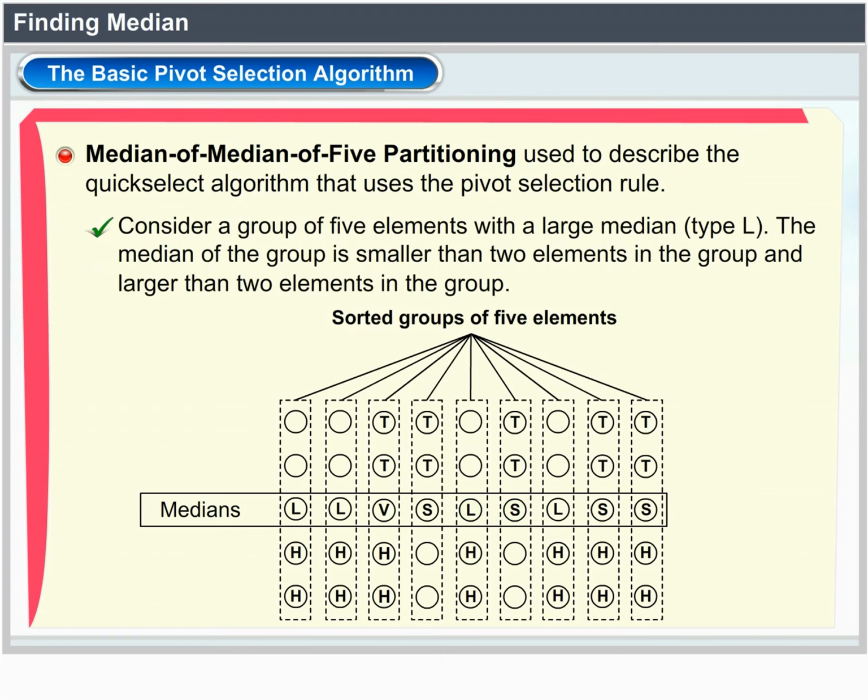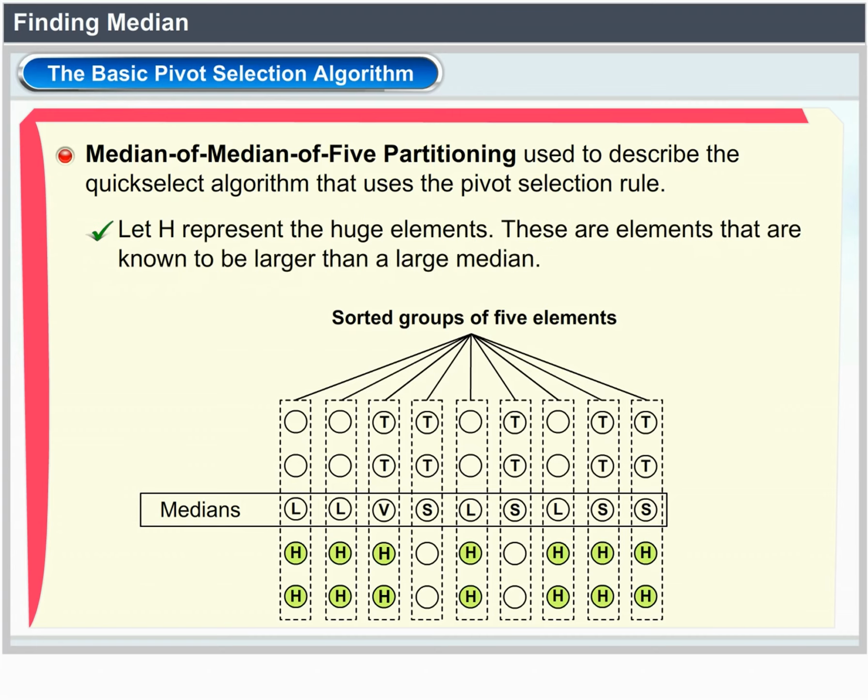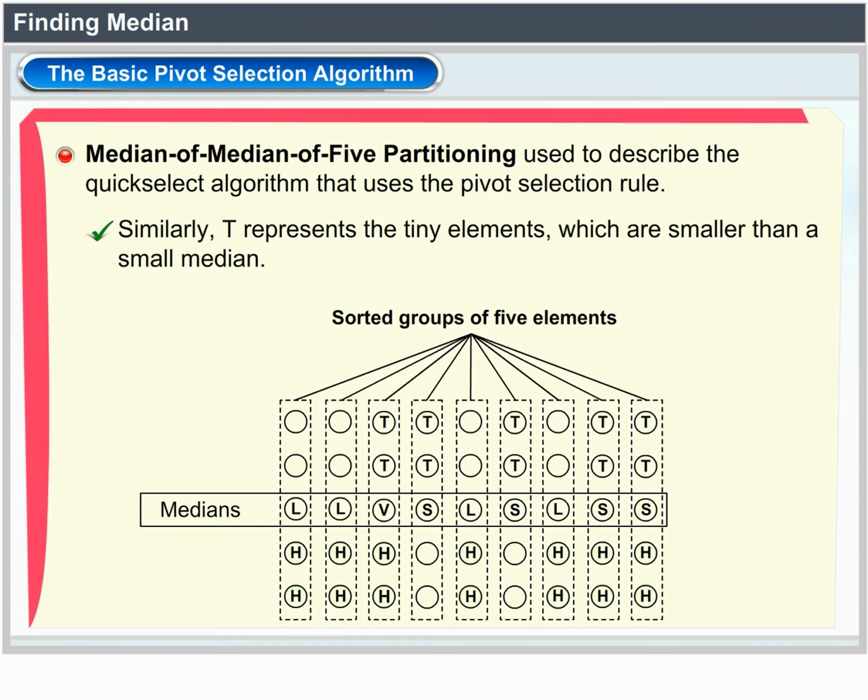Consider a group of 5 elements with a large median, type L. The median of the group is smaller than 2 elements in the group and larger than 2 elements in the group. Let H represent the huge elements. These are elements that are known to be larger than a large median. Similarly, T represents the tiny elements, which are smaller than a small median.